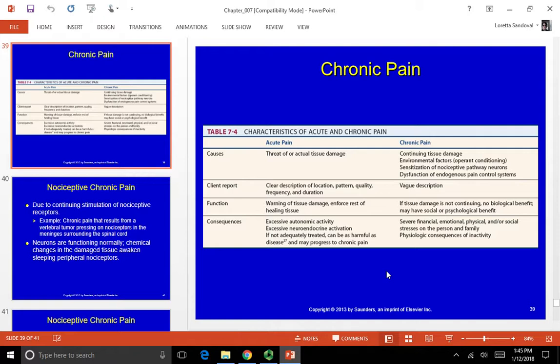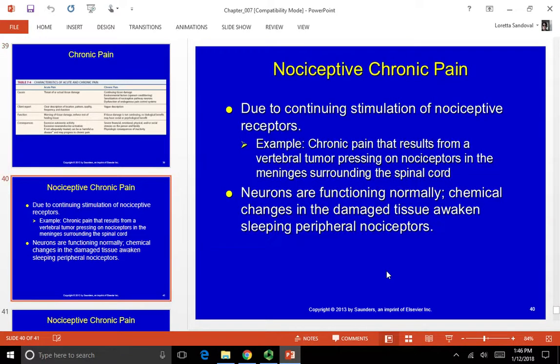So the consequences of chronic pain can be severe financial, emotional, physical, and or social stresses on the person and family. There can be physiological consequences of inactivity causing other problems. In pathology last quarter, we talked about the physiological consequences of inactivity. It's terrible for you. What we love to say is sitting is the new smoking. In other words, if you're sitting around, you're doing more damage to your body than if you were out there smoking a cigarette. So chronic pain can have severe consequences for the patient.